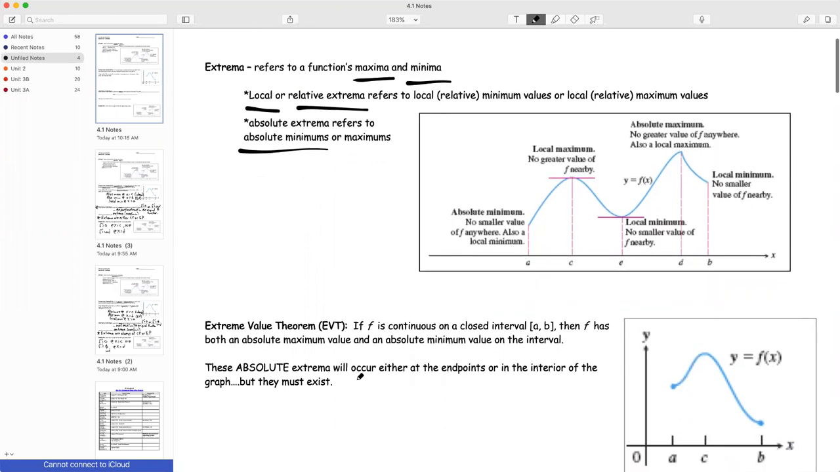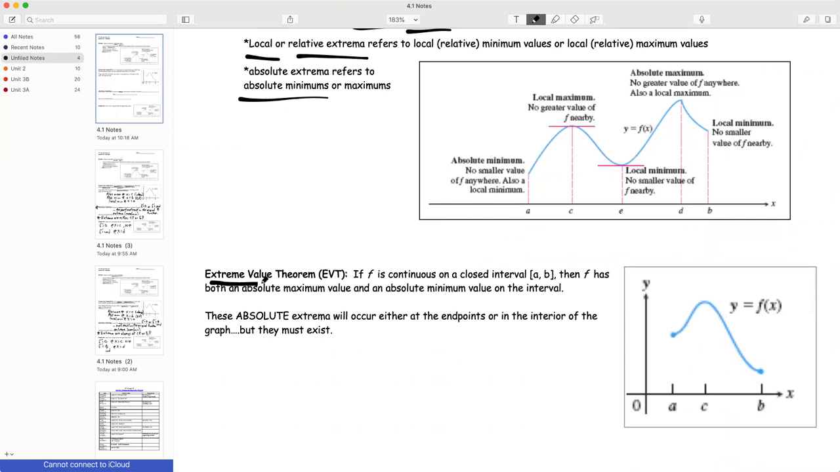So that brings us to EVT. This is the unit of theorems. We've got EVT, we've got MVT, we've got IVT. So the extreme value theorem says this. If the function f is continuous and it is on a closed interval, then the function must have an absolute maximum value and it must have an absolute minimum value because of the extreme value theorem. But it's got to be continuous and it's got to be closed.